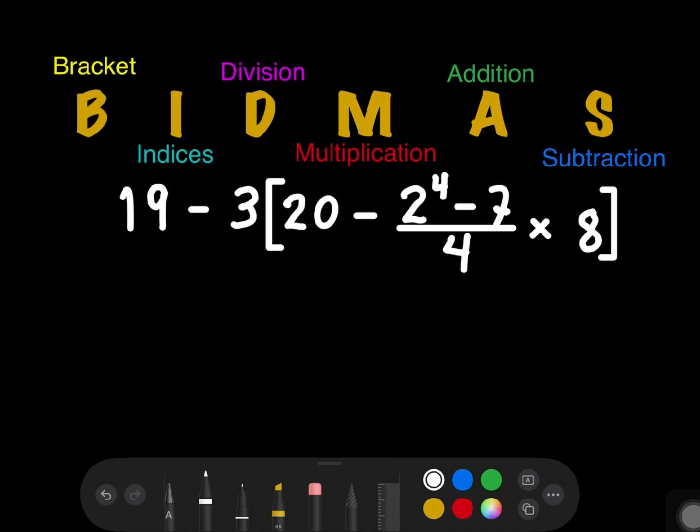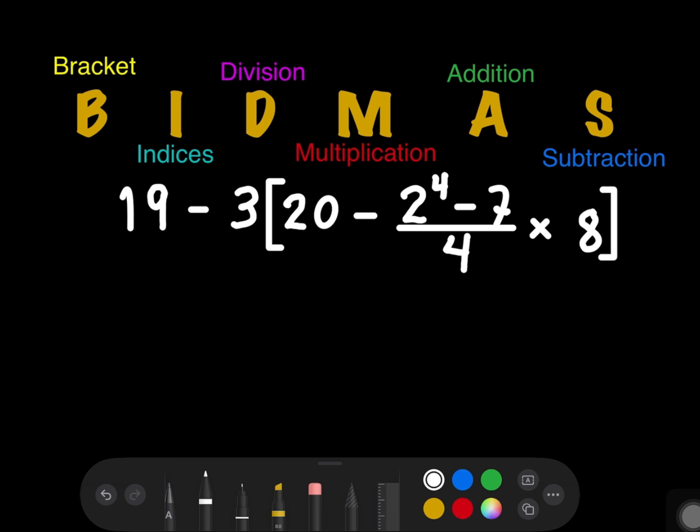So here is another acronym for the order of operations, and it is called BIDMAS. So B for bracket, I for indices, D for division, M for multiplication, A for addition, and S for subtraction.